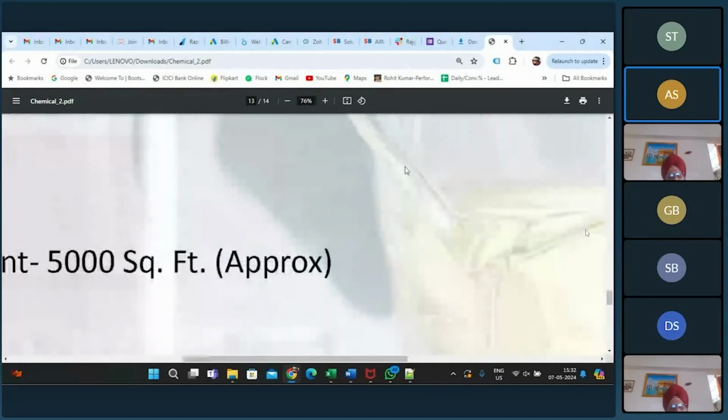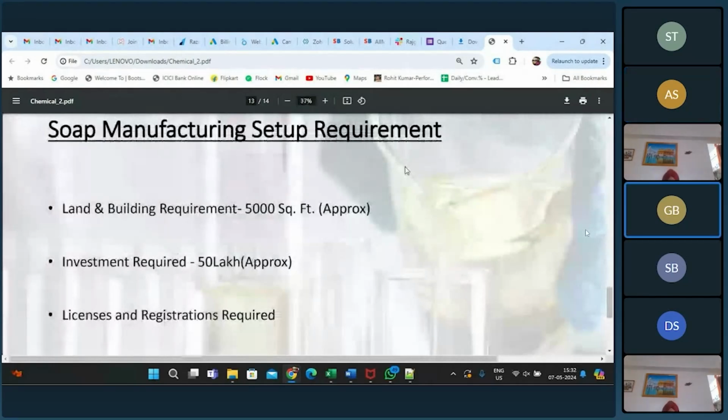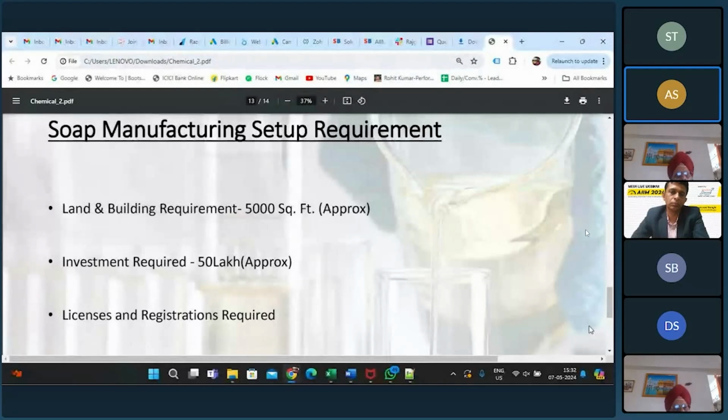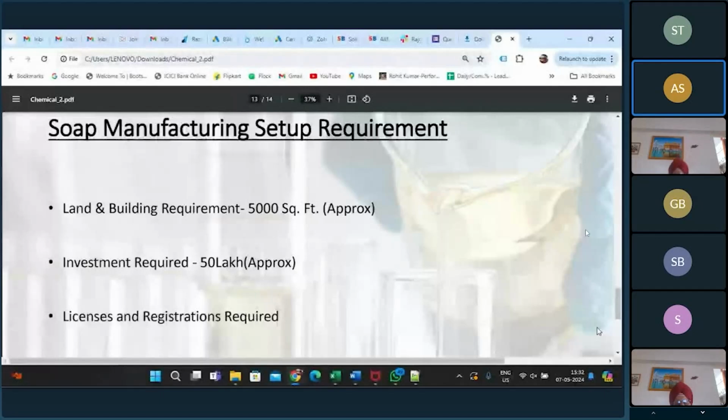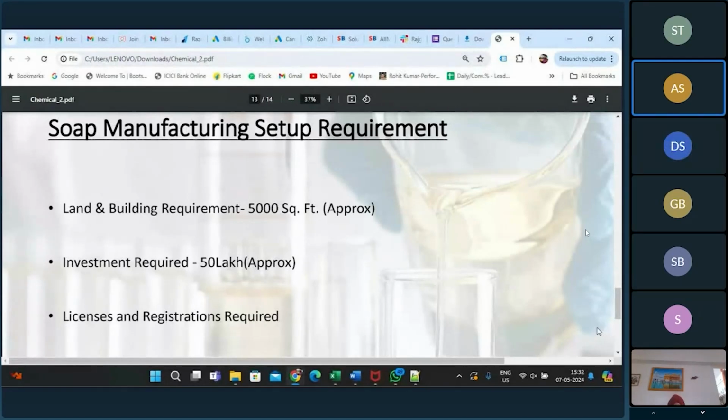So here I have just mentioned a brief example, but of course, if some manufacturing setup has to be done, then what could be a typical investment that would be required? That has been covered earlier also, but if you consider the land and the building requirement, for example, if I have to set up a soap manufacturing unit, I consider roughly 50 lakhs. That would comprise the land, building requirement, and the machineries, the capex part.